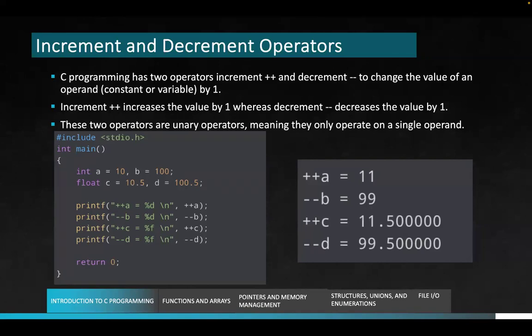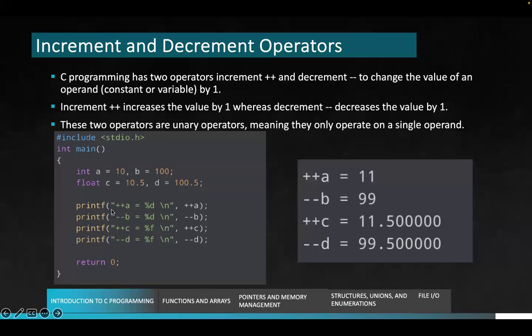The pre-increment increases the value by 1 before executing the particular instruction. Post-increment uses the value first, and after executing the instruction, it will increment. These are unary operators. They don't need multiple variables to be performed. On a single variable, you can do this operation. Example program is this. You take an integer variable a equal to 10, b equal to 100, and floats c equal to 10.5, d equal to 100.5. And you are printing this.